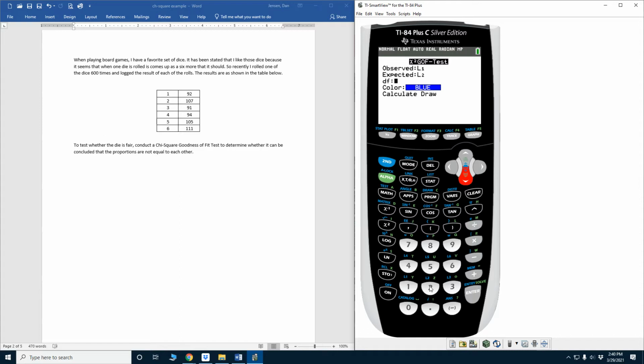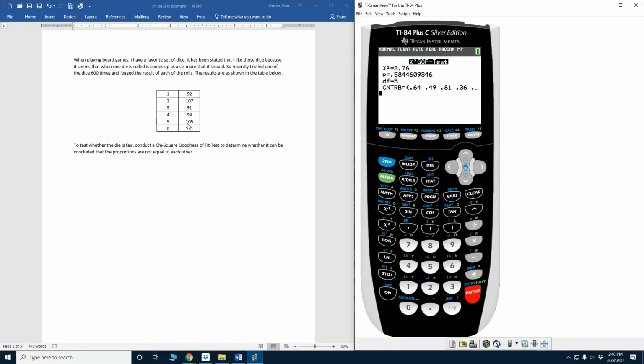Degrees of freedom, remember that degrees of freedom is n minus 1 or k minus 1. In this case, we've got 1, 2, 3, 4, 5, 6 categories. Therefore, our degrees of freedom is k minus 1, 6 minus 1, or 5. Now we're going to go to calculate. We have a chi-squared value of 3.76 and a p-value of 0.584. Since my p-value is greater than probably 0.1 or 0.05 for my alpha, we cannot reject the null hypothesis. We could not conclude that the dice are giving me numbers disproportionately towards 6s or something else. So it does appear to be a fair die.